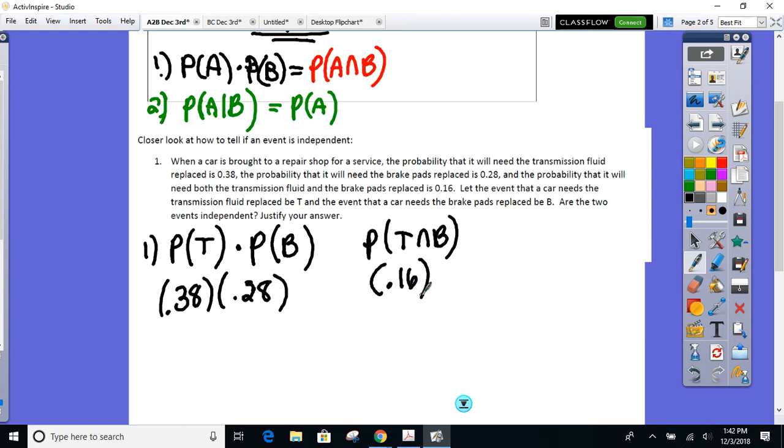0.16. Now you're just going to compare the two. Is that left side equal to the right side? If it is, they're independent of each other. If they're not, they depend on each other.